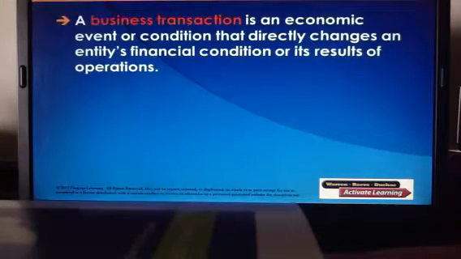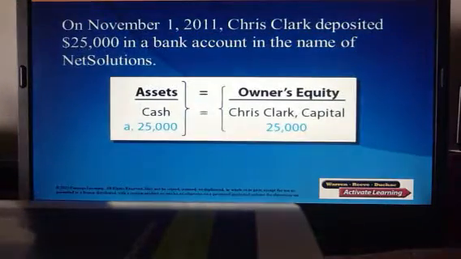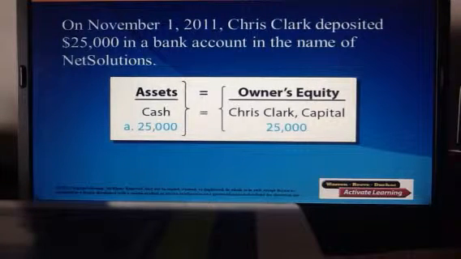Now we're going to start out in Chapter 1 learning how to record business transactions. These are economic events or conditions that directly change an entity's financial condition or its results of operations. And we're going to start out with a business called Net Solutions. Chris Clark is the owner. And he's going to open up the business by putting $25,000 in a bank account in the name of the business. And everything we're going to do in this chapter revolves around the accounting equation.